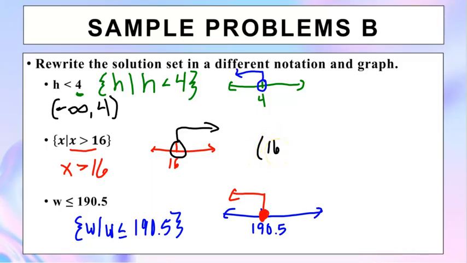That's the lowest number it can get to. And then the biggest number is positive infinity. We use parentheses. And this last one here, since it can equal it, has to be less than, so that goes to negative infinity. So parentheses there. But on the other side, it's 190.5. And we have to use a bracket because it can equal 190.5. So that is our lesson on writing and graphing inequalities.